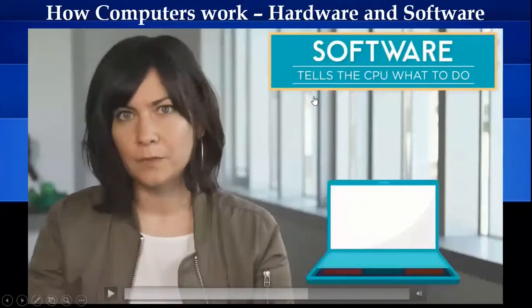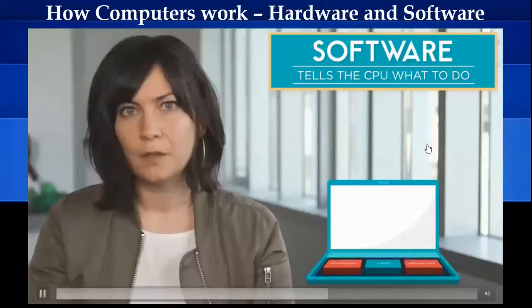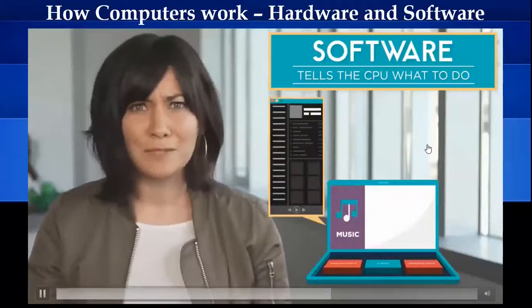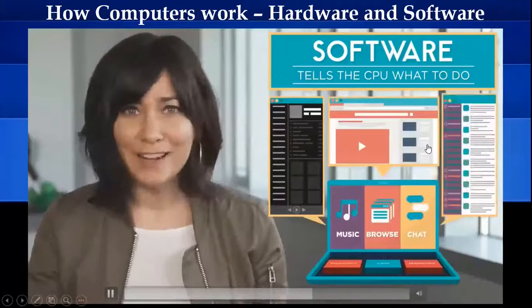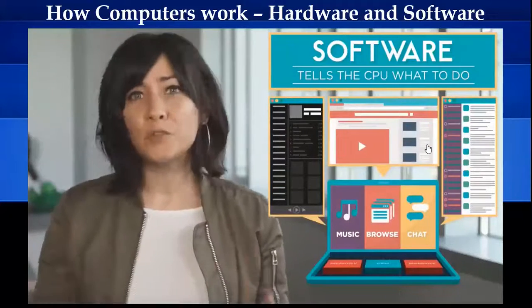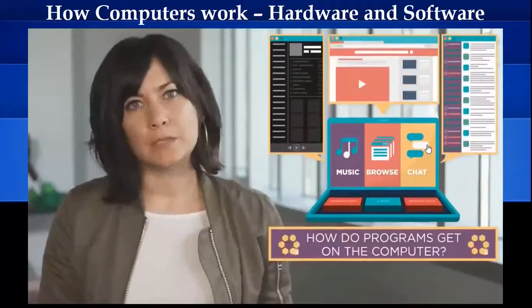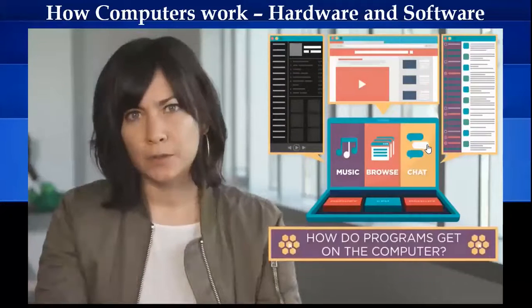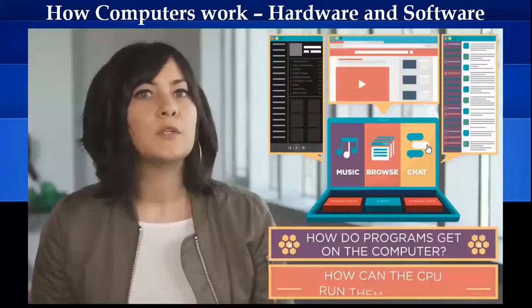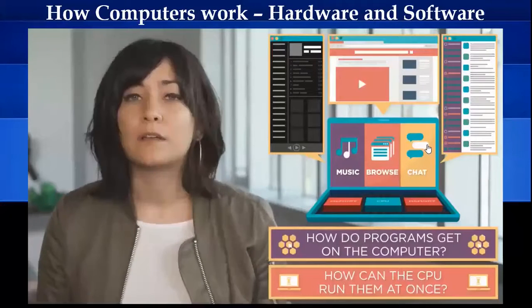Software tells the CPU what to do. Okay, as you see here, software, very easy definition, tells the CPU what to do. If there is no software, the CPU is waiting for any command, okay? But when you're listening to music and browsing the web and chatting with a friend, your computer is running multiple pieces of software all at once. So how do all of these programs get on the computer in the first place? And how can the CPU run them all at once? To find out, we'll have to take a look at the operating system.